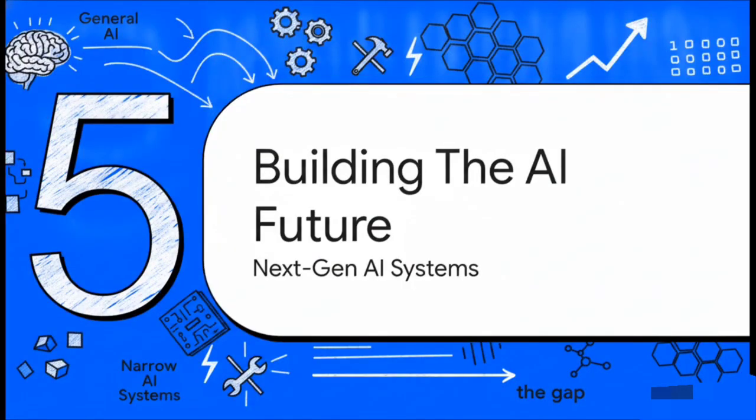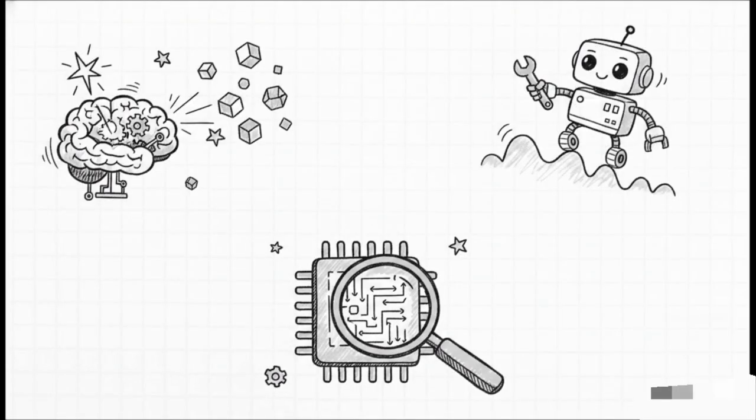So let's look at part 5, building the AI future with next-gen AI systems. How are engineers actually trying to bridge this gap from narrow systems to general AI? Well, we're seeing a massive shift right now in how AI is made. First, we have generative AI. This marks a massive shift from rule-based automation to intelligent, self-evolving systems. These systems can actually learn new tasks autonomously and even generate their own training data through simulation.